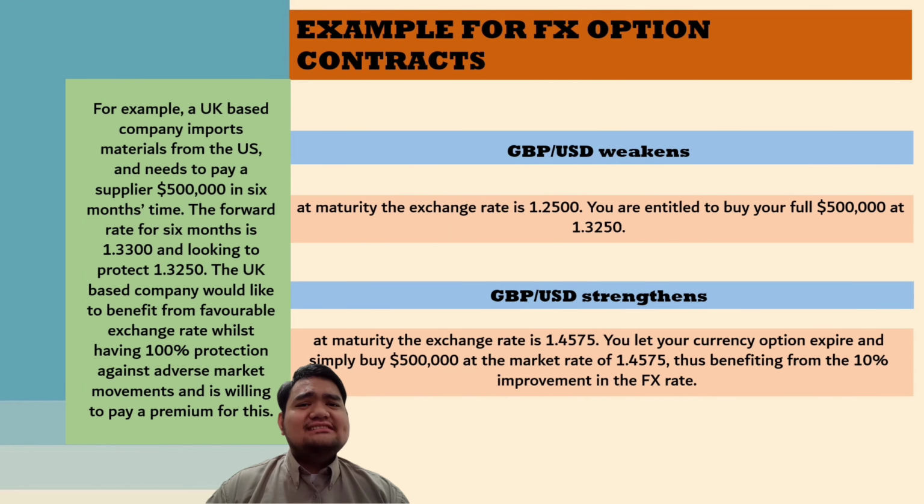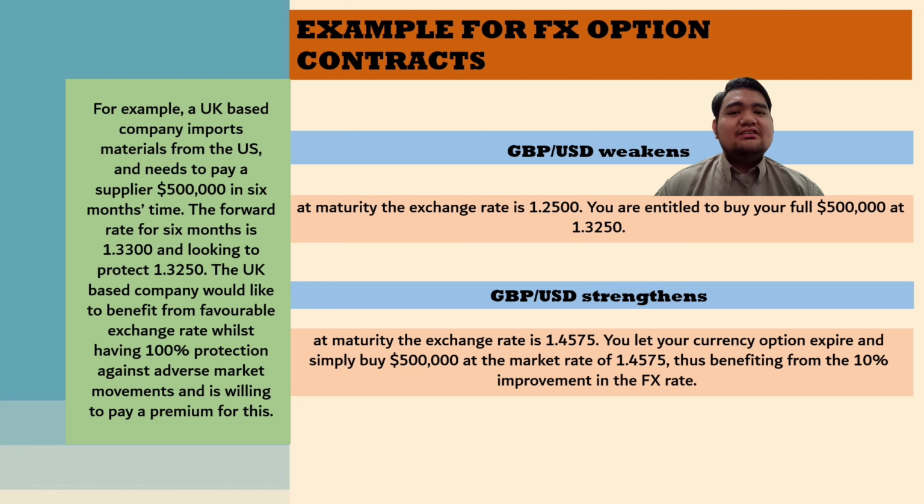Now we can see the example of an option currency exchange contract. For example, a UK-based company imports materials from the US and needs to pay a supplier $500,000 in 6 months' time. The forward rate for 6 months is 1.33 and it is looking to protect at 1.325. The UK-based company would like to benefit from favorable exchange rate while having 100% protection against adverse market movement, and it is willing to pay a premium for this.